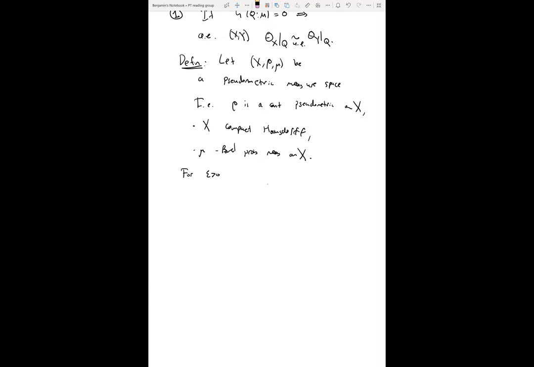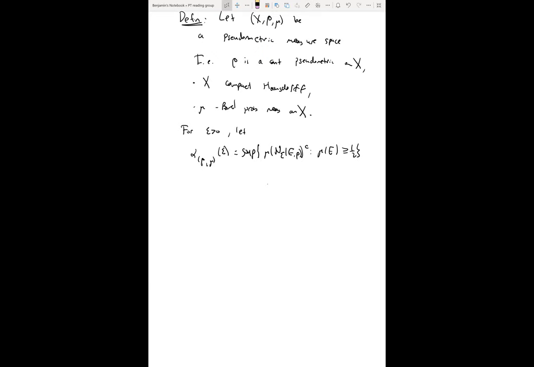so for epsilon positive, I let alpha be mu of epsilon rho, I guess. This is the sup of the measures of the epsilon neighborhoods of sets. Take the complement of that so that the measure is at least a half. Okay. So you're probably sitting here like, what is this? The point here is that if the measure is at least a half, then the measure of its epsilon thickening is at least one minus this alpha rho mu epsilon. That's the only point.